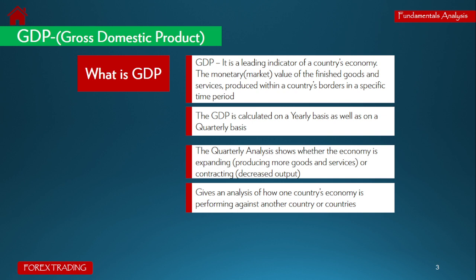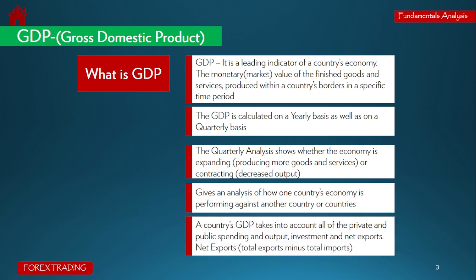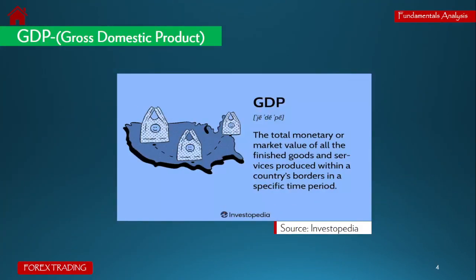A country's GDP takes into account all of the private and public spending and output, investment and net exports. And what is net exports? Net exports is total exports minus total imports. So if you take any country's total exports and subtract total imports from it, you get net exports. Okay, so what is GDP?